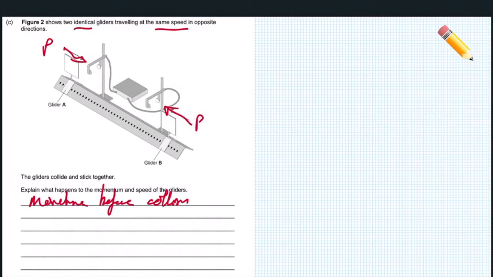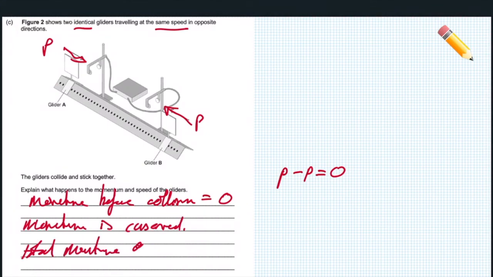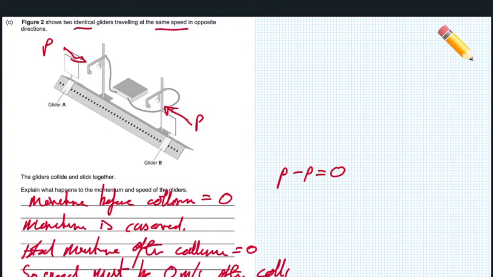So momentum before collision equals 0, because we have momentum minus momentum, which equals 0. Momentum is conserved, so the total momentum after collision equals 0. So the speed must be 0 meters per second after the collision.